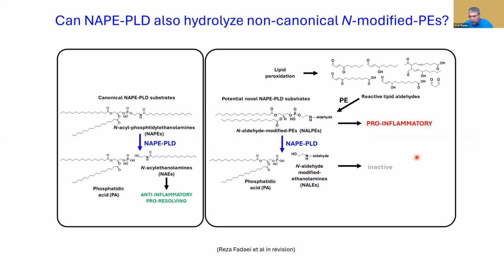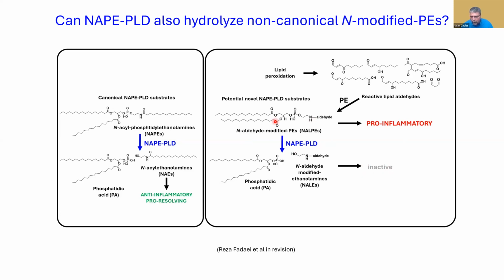And I just want to say, one of the other reasons that we were also interested in deletion of NAPE-PLD is because we'd also been doing work with some other N-modified PEs. These are those that are generated when lipid peroxidation generates reactive lipid aldehydes. These can react with the nitrogen of PE to make these N-aldehyde modified PEs. And we've shown that these are pro-inflammatory. And we knew that if you had just the modified ethanolamine, these are far less active.